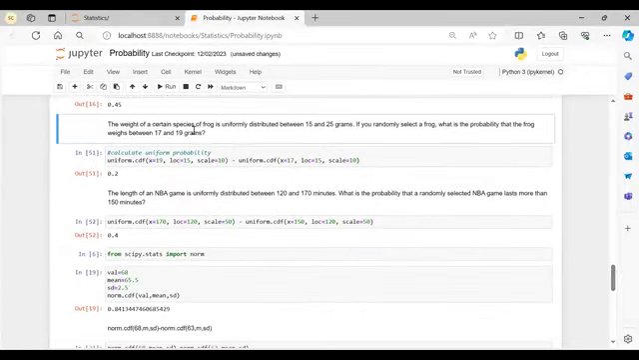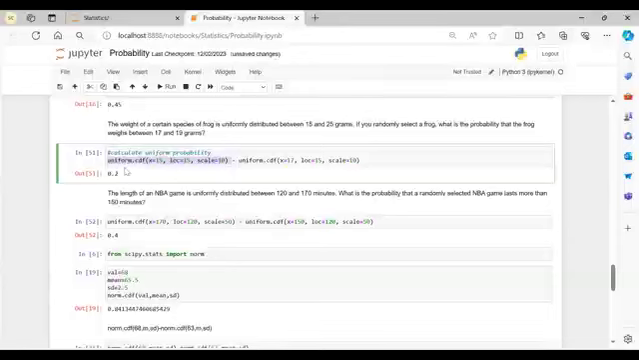Let's take an example. The weight of a certain species of frog is uniformly distributed between 15 and 25 grams. So it's a range of the weight of these frogs. If you randomly select a frog, what is the probability that the frog weighs between 17 and 19 grams? I'll take the highest one and find out the left-hand side probability from 19 till 0. The starting point is 15 and the range is 10, so scale equal to 10.